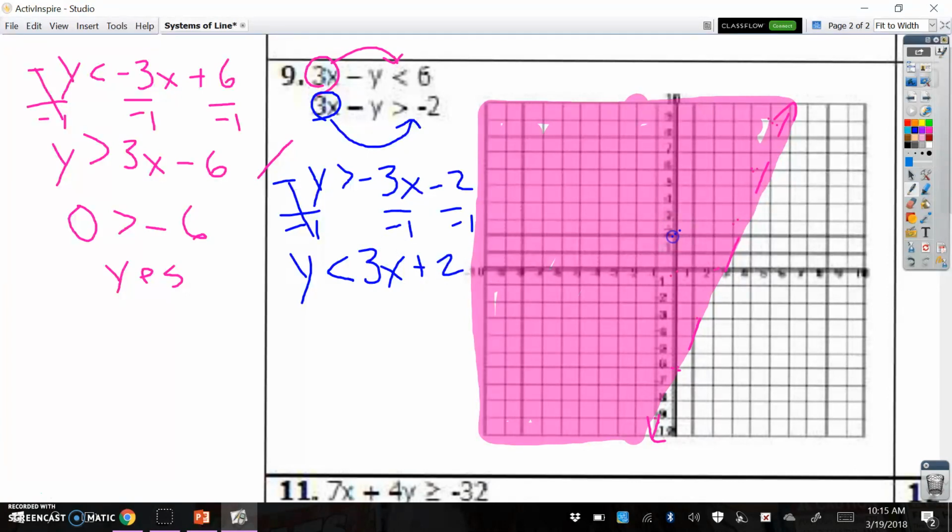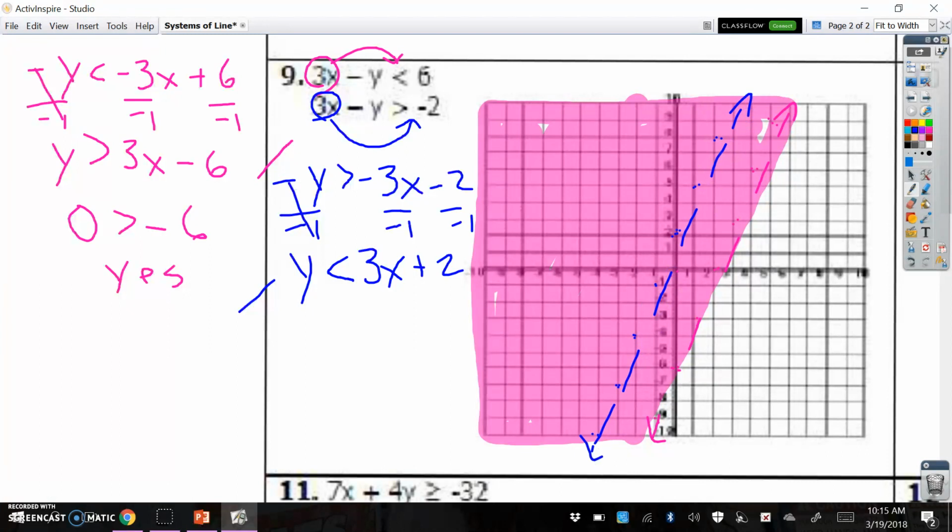So we're starting at positive 2, our y-intercept, going a positive 3 over 1. 1, 2, 3 over 1. And then go down. 1, 2, 3 over 1. Solid or dotted? It is dotted.